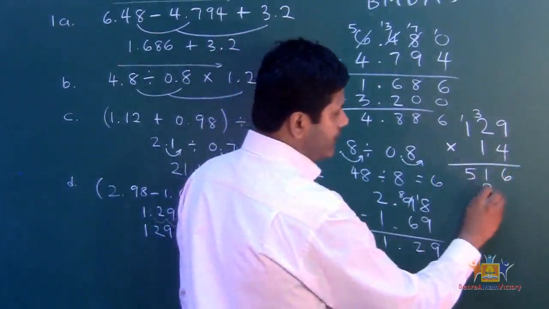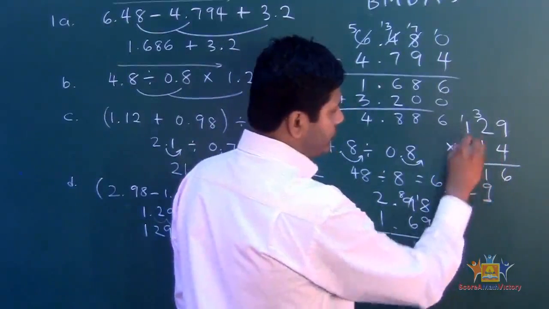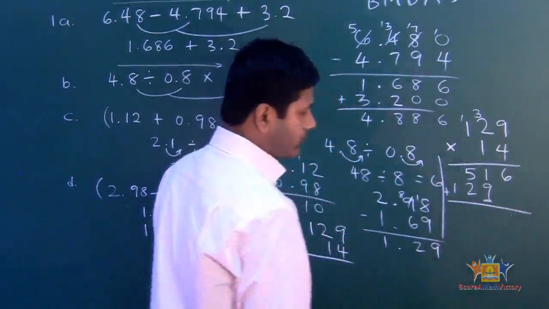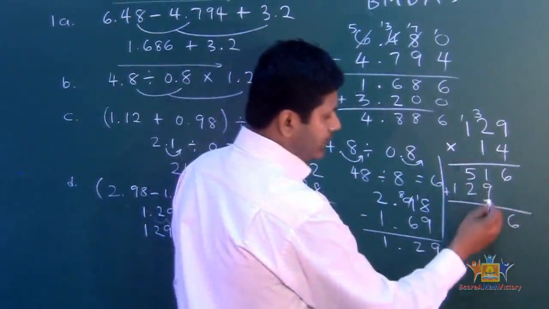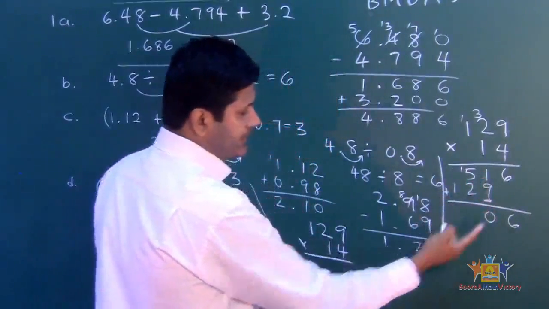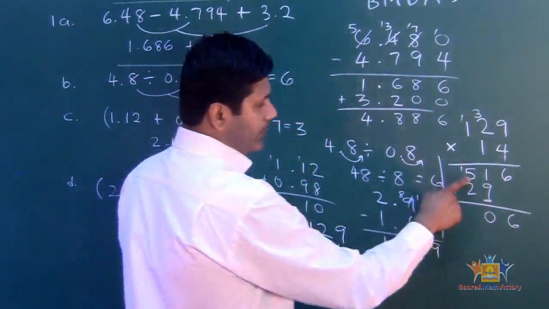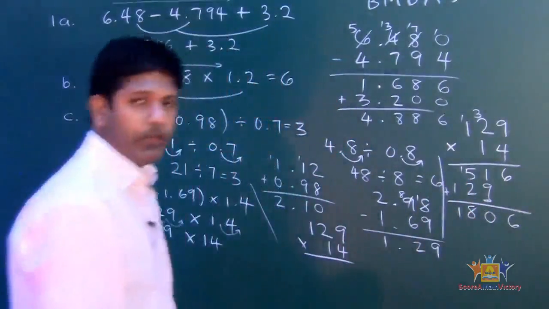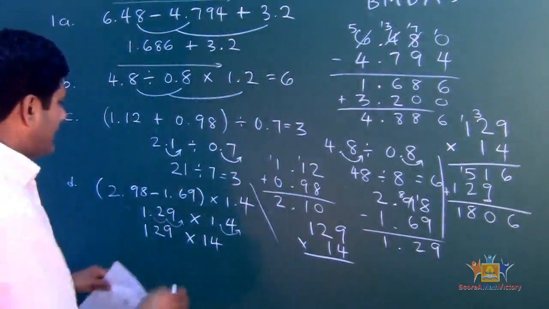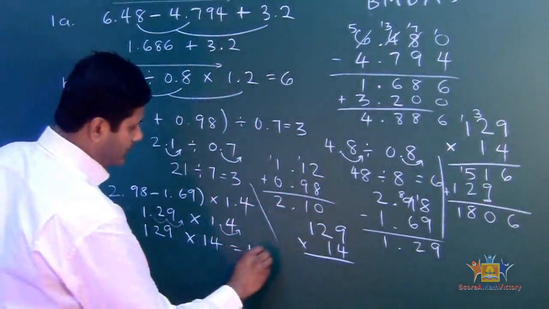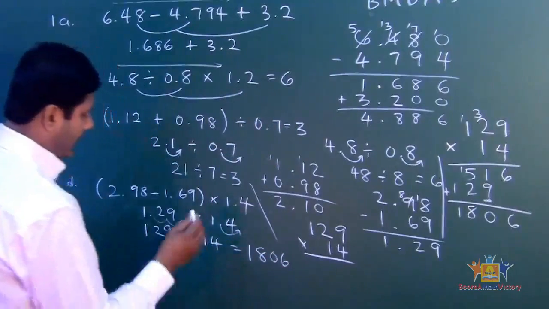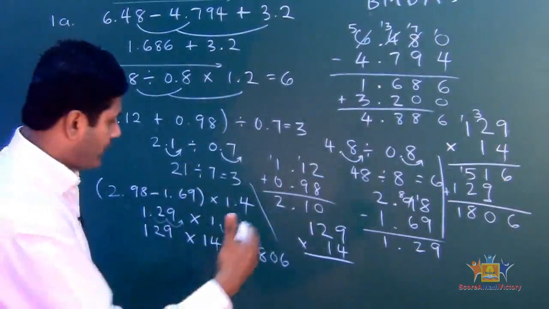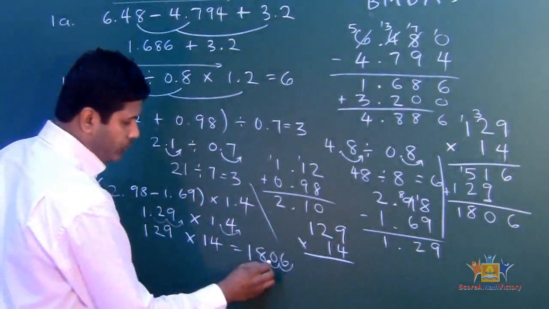1 times 9 is 9. 1 times 2 is 2. 1 times 1 is 1. Then I'm going to add them. 9, 6 plus 9 is 10, 0, carry 1. 1 plus 5 is 6, plus 2 is 8, and then 1. And then what do I do? I bring the decimal back. This one gave me 1806, but I have to bring the decimal back. How many times did I move? 3 times. That means I bring it back by moving it 3 times back. 1, 2, 3.